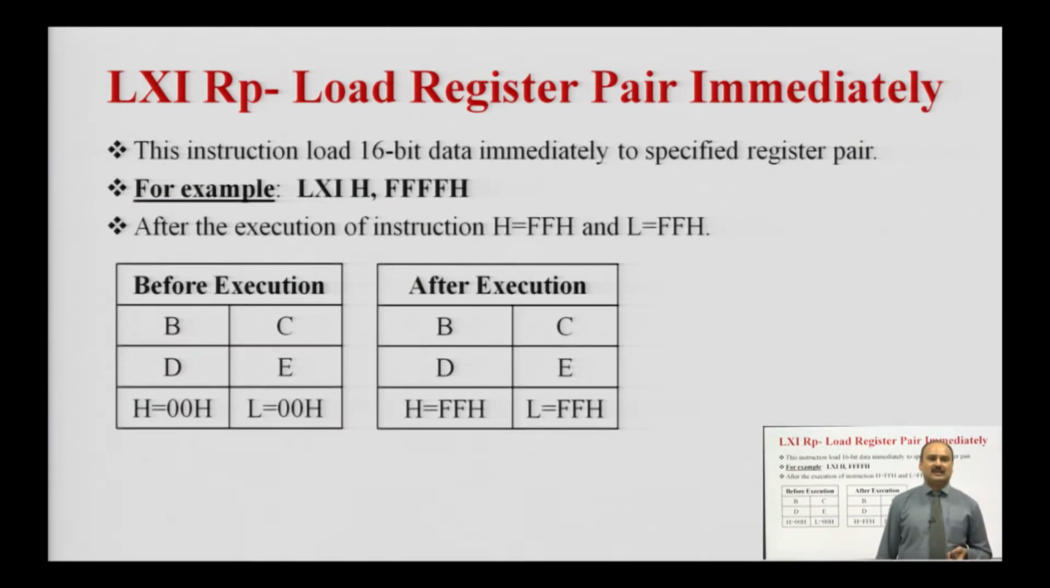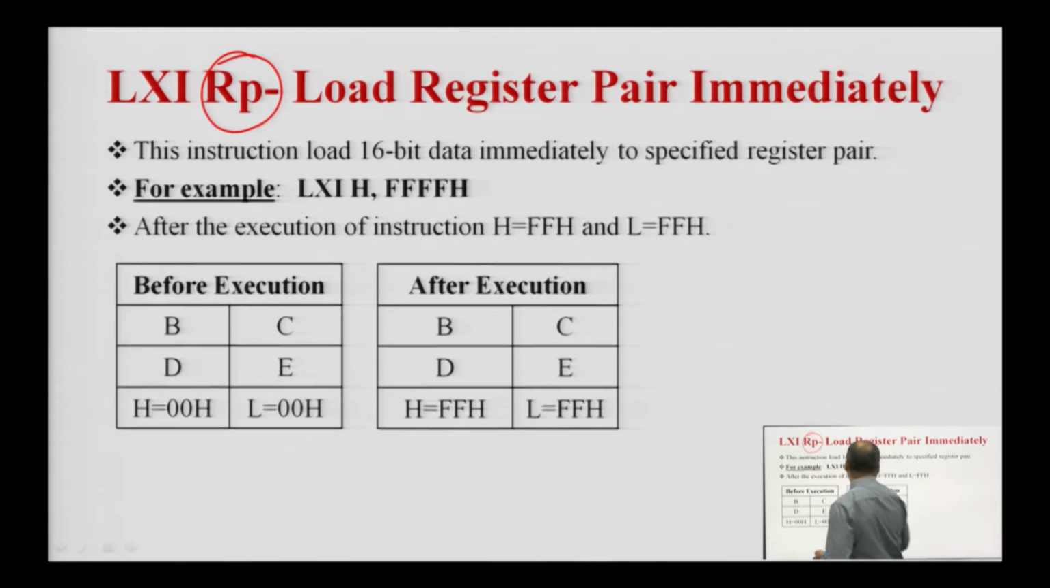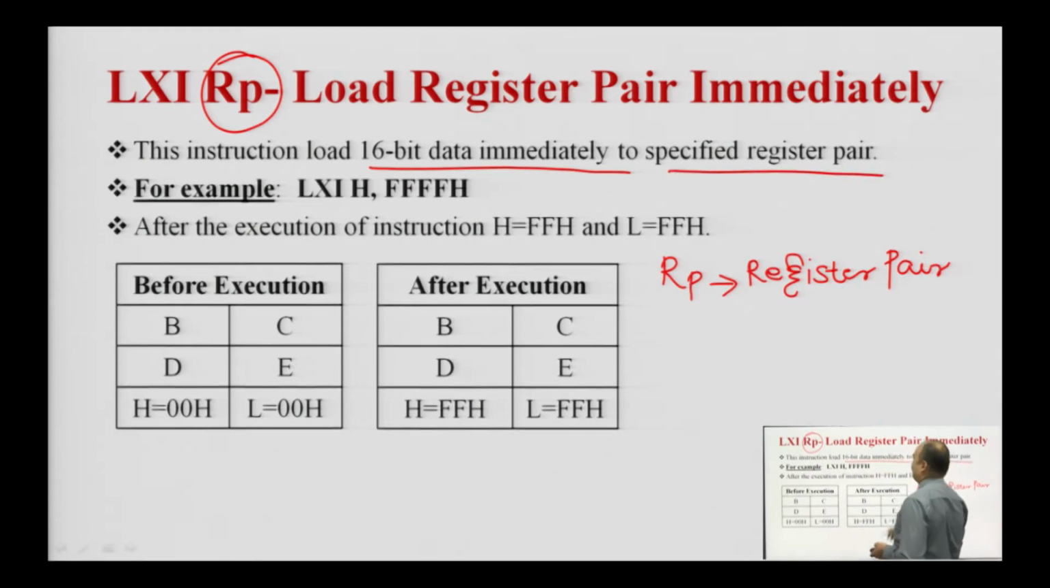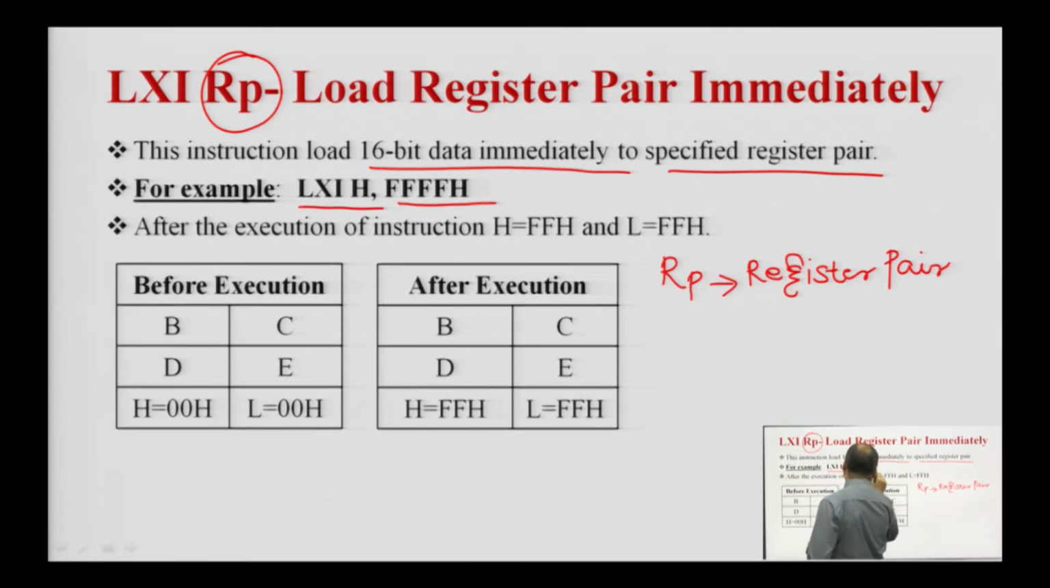Next instruction is LXI RP. Again, this RP is nothing but the register pair. RP stands for the register pair. This instruction loads 16-bit data immediately to the specified register pair, for example, LXI H, FFFFH.